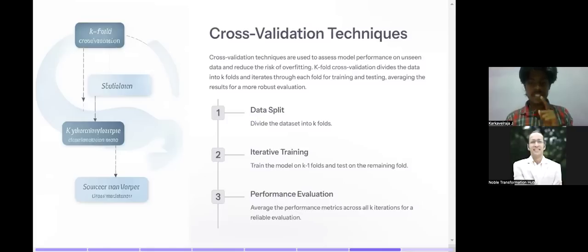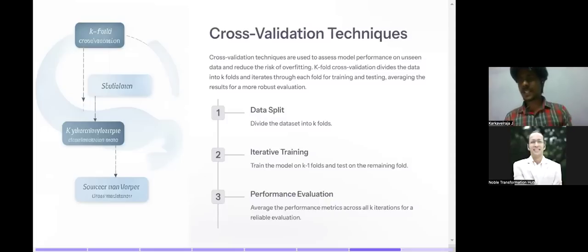Performance evaluation: average the performance metrics across all k iterations for a reliable evaluation. So you need to get the accuracy of all the k folds, and you need to average the accuracy. That's how you can get the accuracy of the entire model. So I will say this k-fold is one way to get an optimal model.